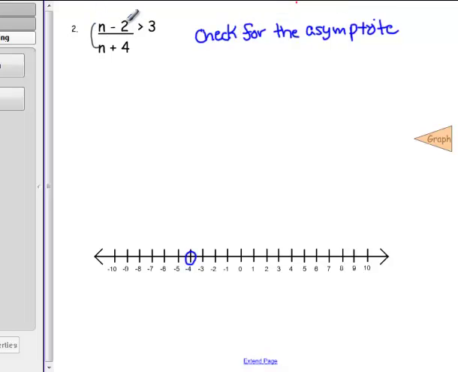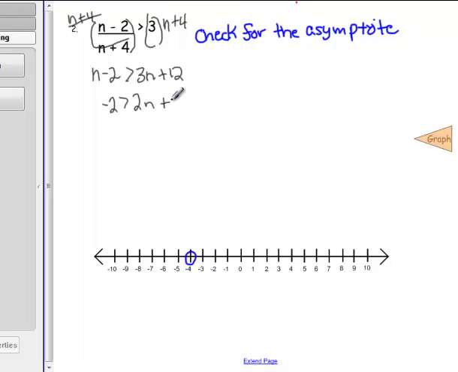All right, so just like yesterday, multiply this by n plus 4, multiply this by n plus 4, cancel, cancel, n minus 2 is greater than 3n plus 12. All right, solve away. Negative 2 is greater than 2n plus 12. Move that negative 12 over to make it negative 14. 2n, divide by 2, divide by 2. n -7. Let's flip it around. n is less than -7.